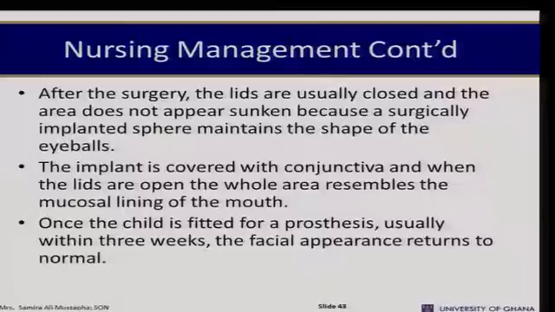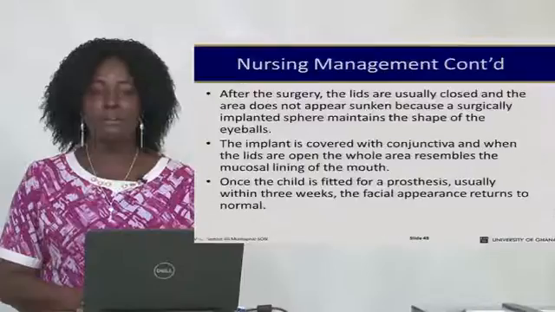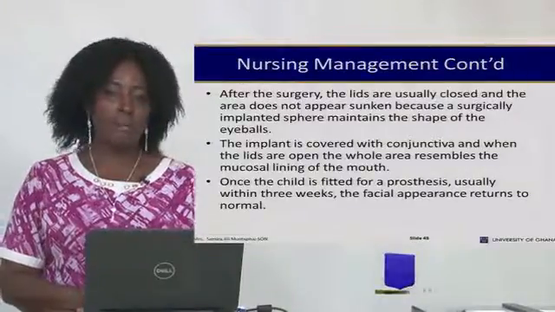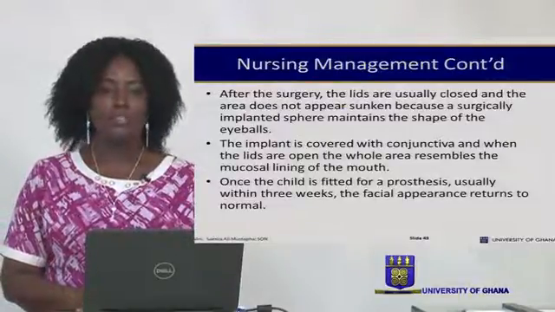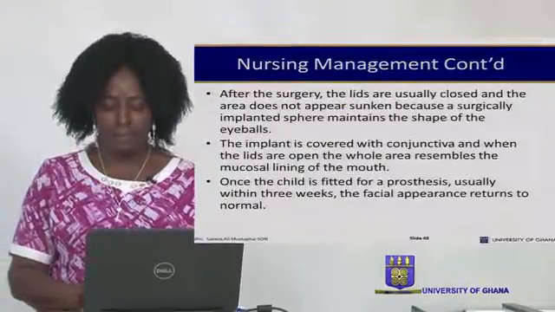And also, after surgery, the eyelids usually are closed, as I said, and then when the prosthesis is inserted, the lower canthus is usually covered with conjunctiva to look like the mucosal lining of the mouth, and then the eye is open to look like normal. And this is usually within 3 weeks of therapy.